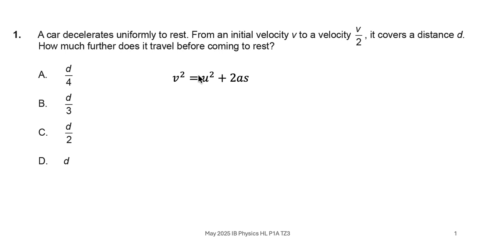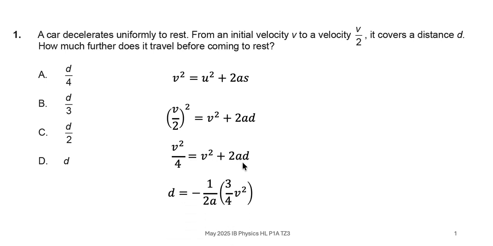So I'm going to put this up just to say what I've done here. We're going to call the final velocity v over 2. Initial velocity is v, we're squaring both of those, and we're saying plus 2ad. D here is going to be our distance, which is covered. So what we're going to do is rearrange that for d. We're going to notice that we've got v squared over 4 equals v squared plus 2ad. And then if we rearrange that, we're going to end up with something quite ugly, which is that the distance is minus 1 over 2a times 3 over 4 v squared.